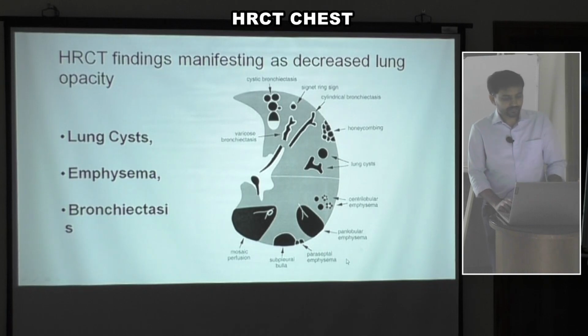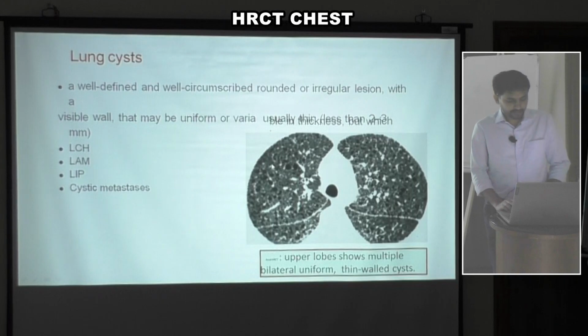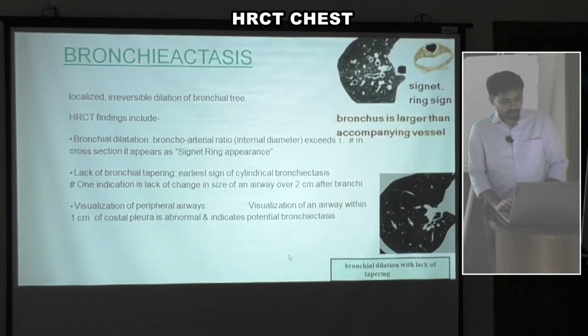Now comes decreased lung attenuation. That means the actual lung becomes brighter. So lung cysts, emphysema, bronchiectasis, these are the findings where the actual lung attenuation decreases. This image shows multiple cysts in the lung. Common conditions include cystic mets, lymphangitic carcinomatosis and Langerhans cell histiocytosis.